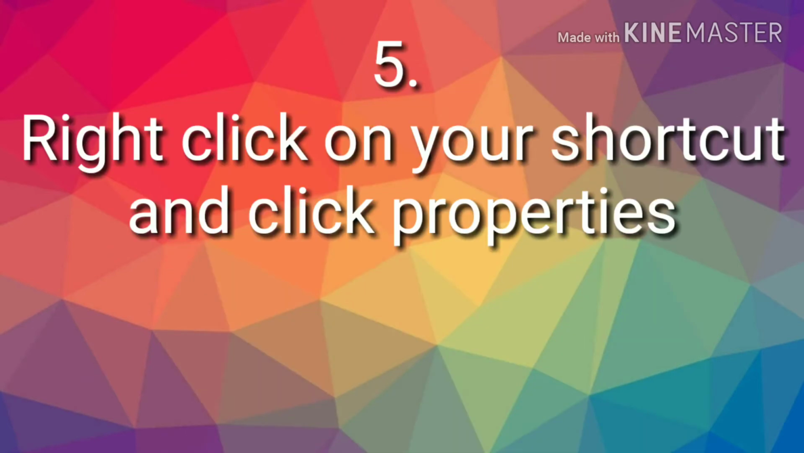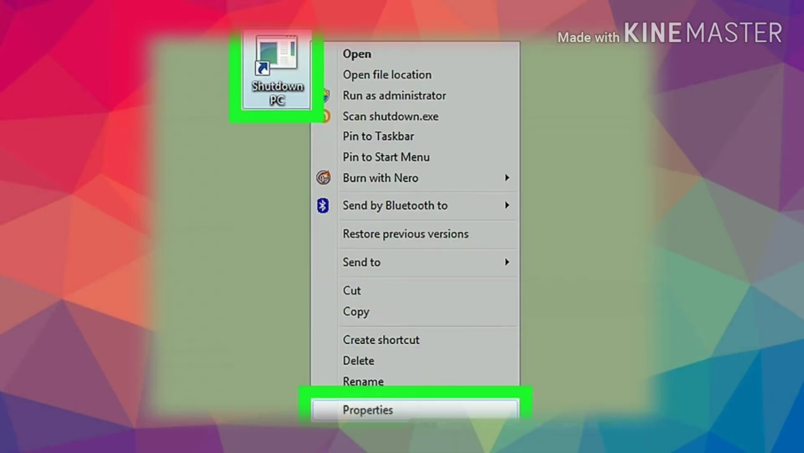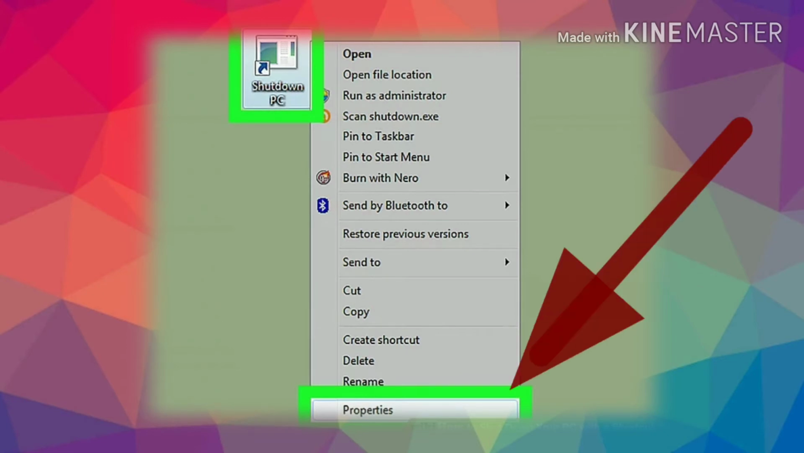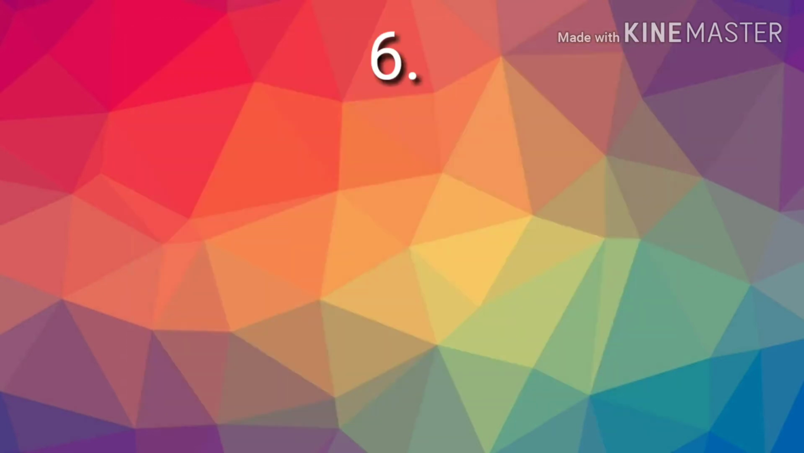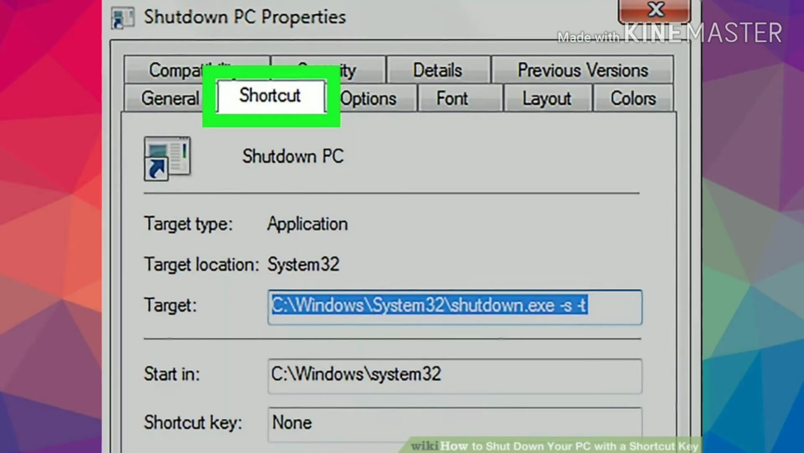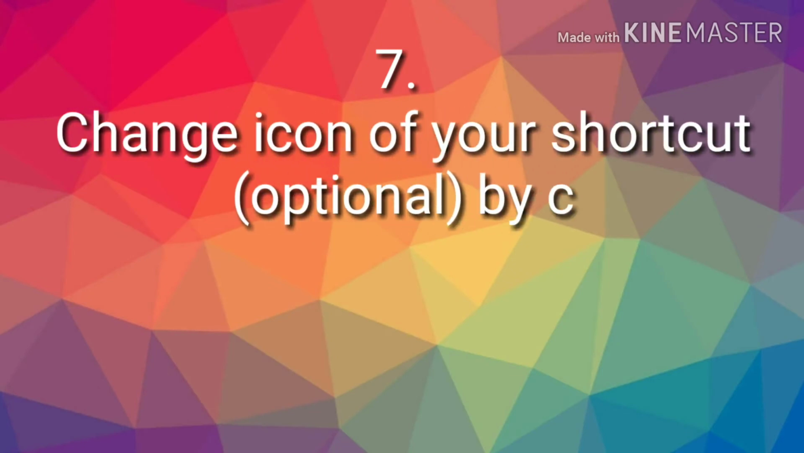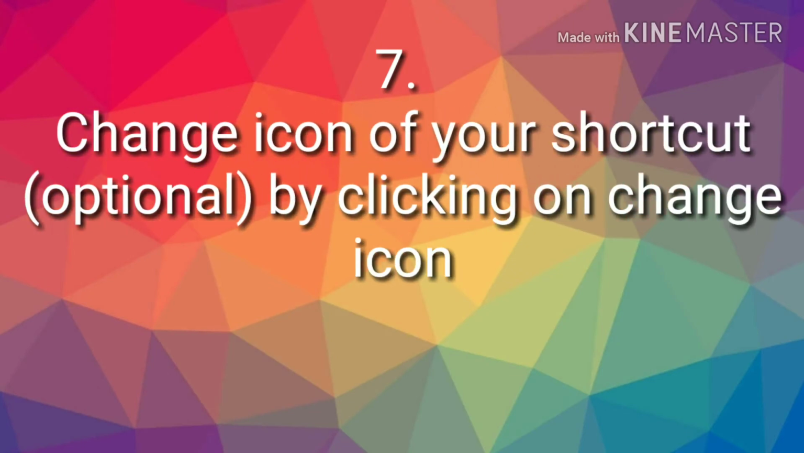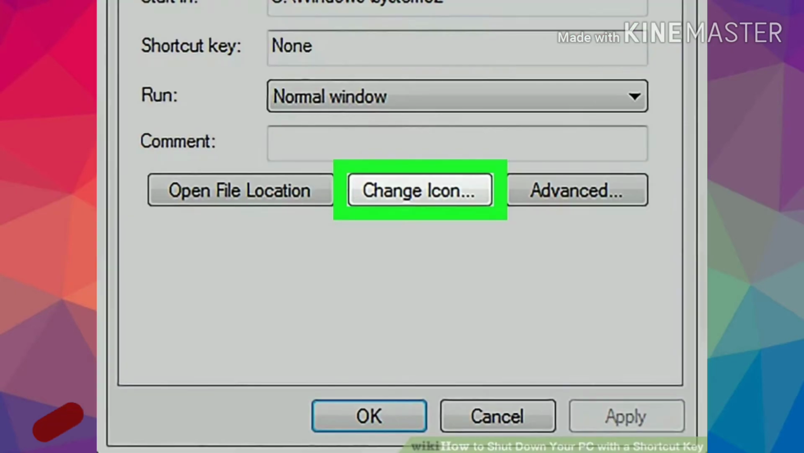5. Right-click on your shortcut and click on Properties. 6. Click on the Shortcut tab. 7. Change the icon of your shortcut, optional, by clicking on Change Icon.